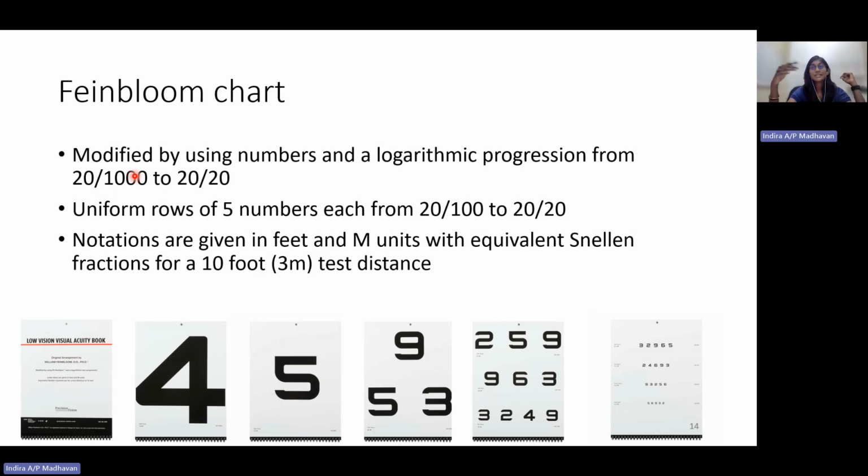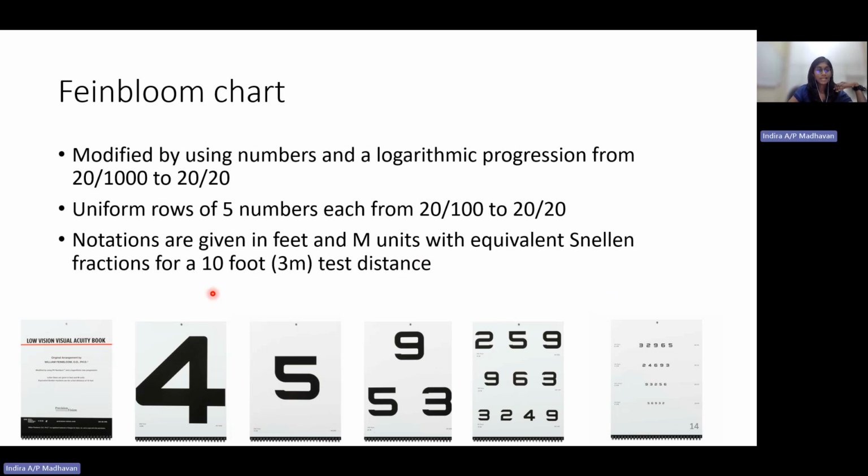So rather than moving them from 6 meter to 5 meter to 4 meter, they can have this Feinbloom chart. You just need to measure at 3 meters, and they can get the findings. They have a uniform 5 rows, 5 numbers each, from 20/100 to 20/20. Anything higher than that, they don't have.